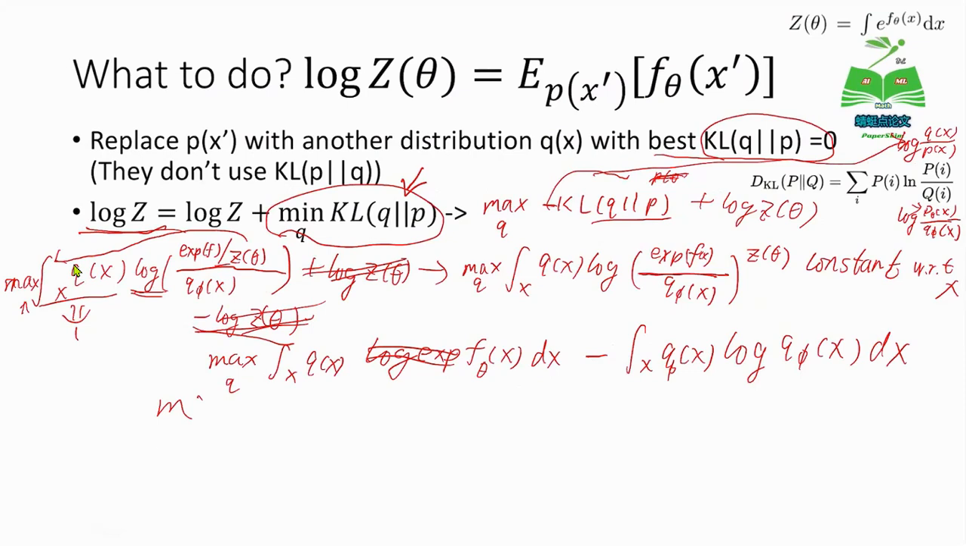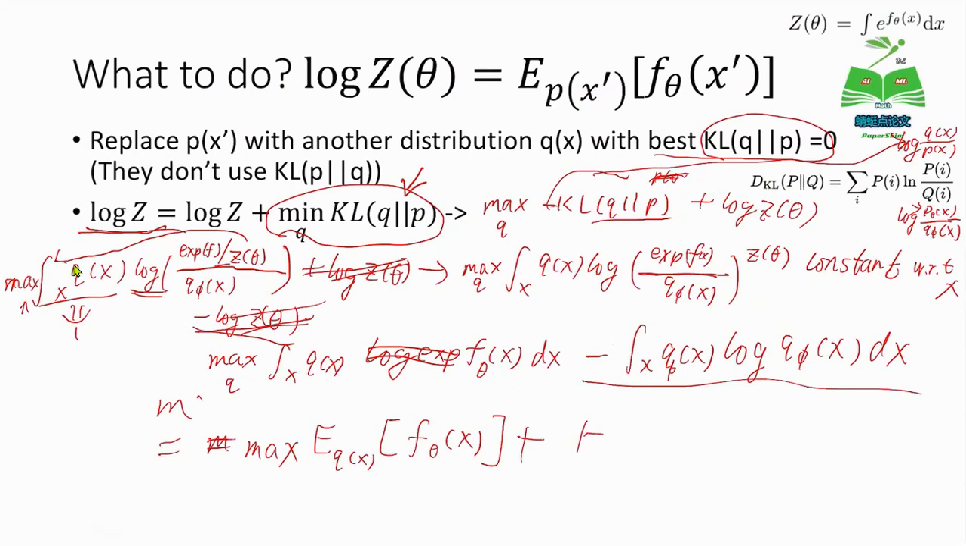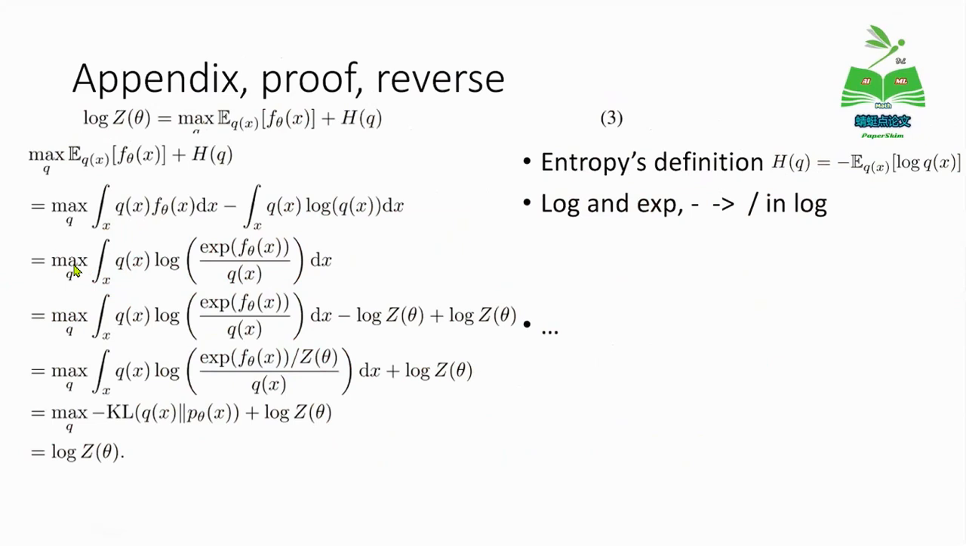So finally we get it: the max over q of the expectation under qx of f theta x, plus this one, which is the entropy H of q phi x. We got it. I hope my writing is clear enough for you. And in the appendix, we can see they write it in a reverse way, from the results to derive the starting point.